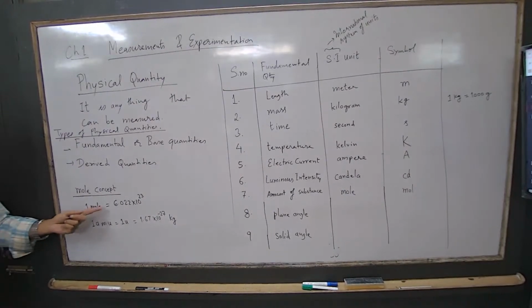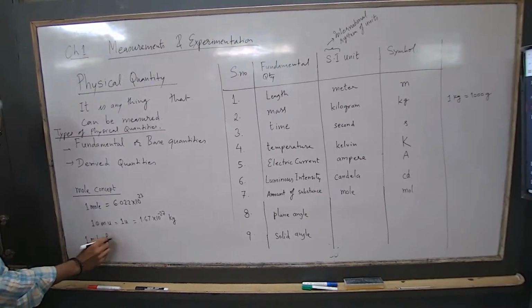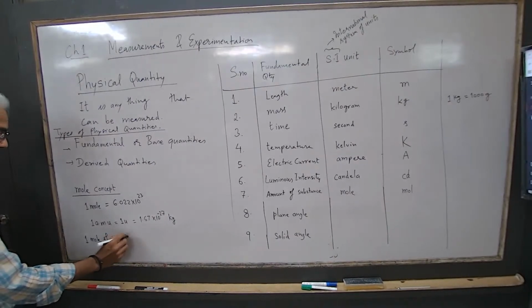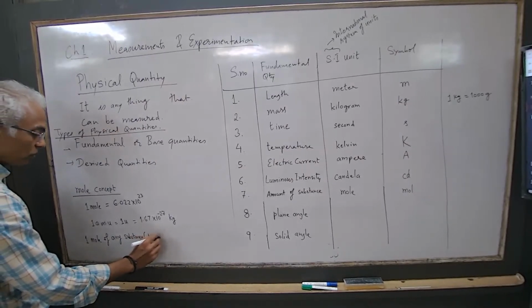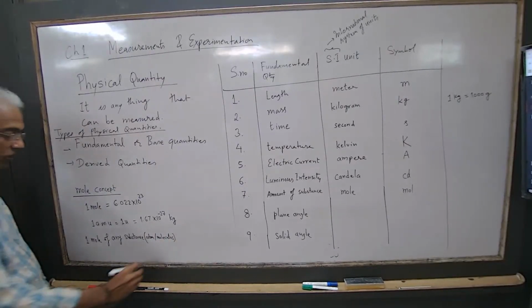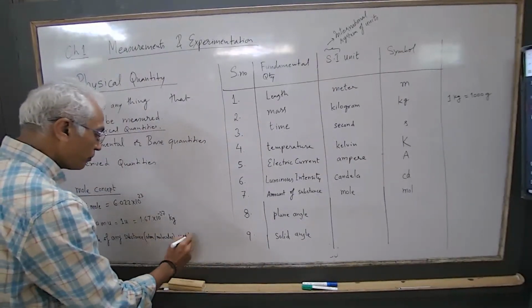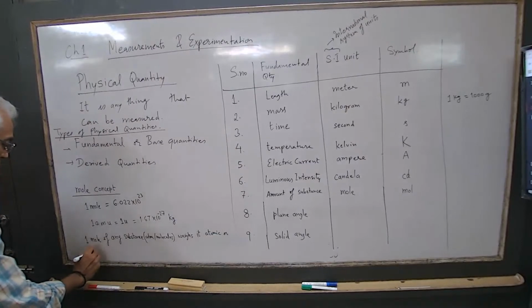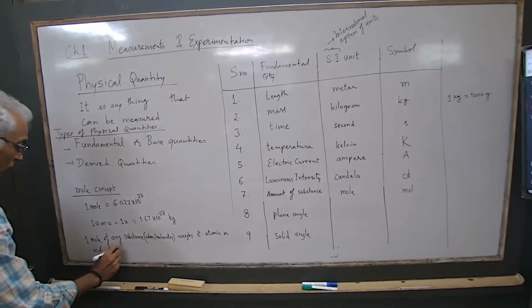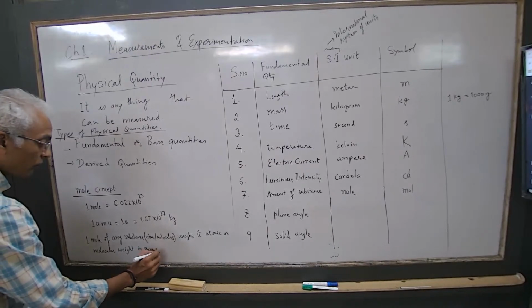So in the atomic world, if we take these many numbers of atoms, then it weighs, what is the mole concept? 1 mole of any substance, where any substance means it could be an atom, molecule, will weigh its atomic or molecular weight in gram. This is the concept.